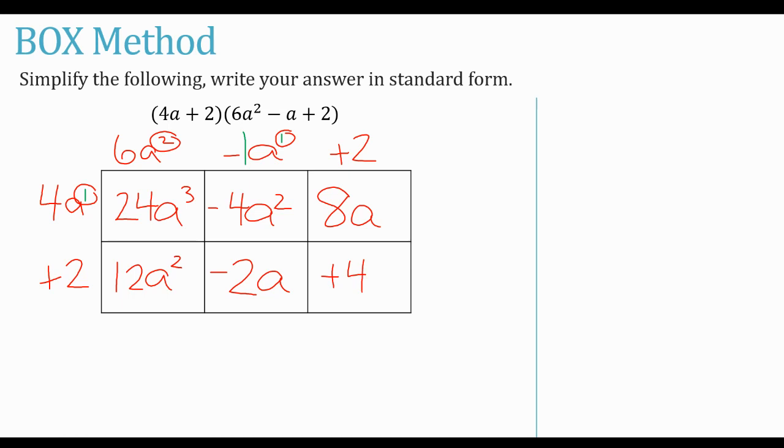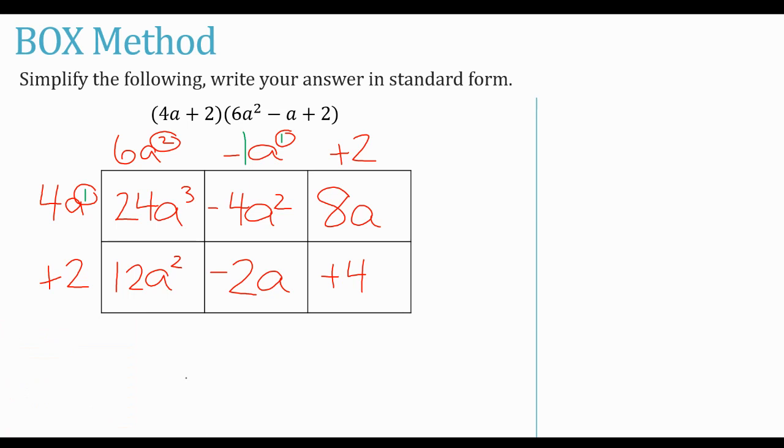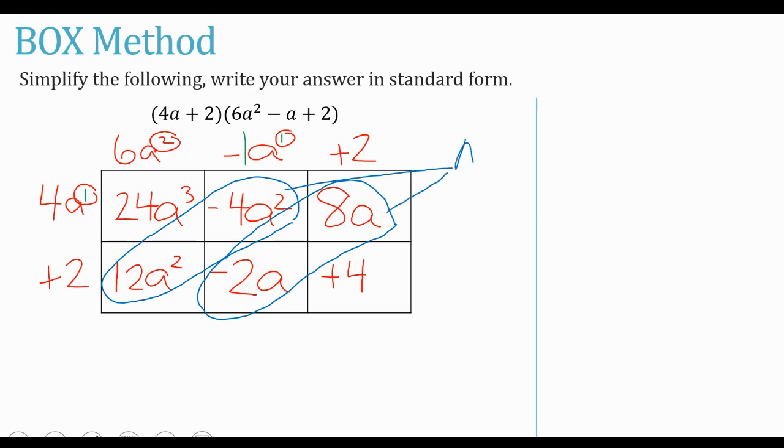Now from here, we have to identify our like terms. So remember, like terms are terms that have the same variable and the same exponent. In this case, we have this negative 4a squared and this 12a squared, and then we have this 8a and this negative 2a. So remember, when we have like terms, we're going to add them together.